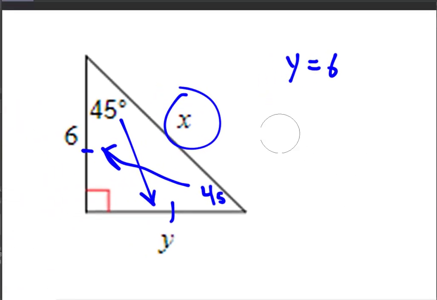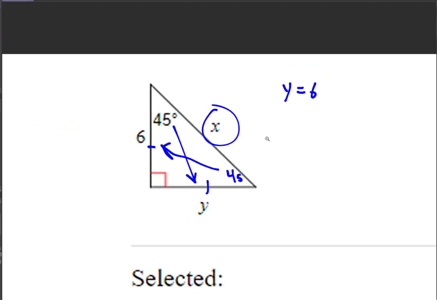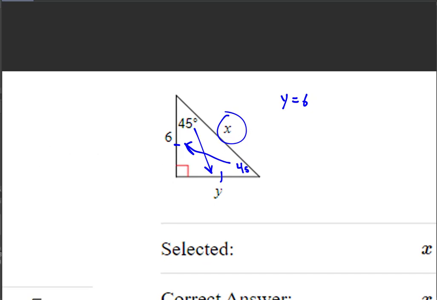So what do we got? Oh yeah, y is equal to 6. So x is equal to what? 12? All right, so x is equal to y times the square root of 2. So in this case, x is equal to y square roots of 2, and as we know, y is equal to 6. So 6 square roots of 2. So x is equal to 6 square roots of 2.